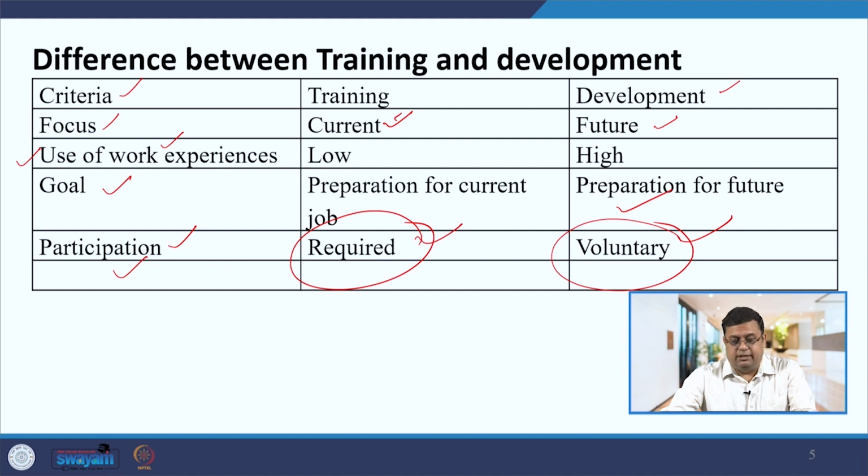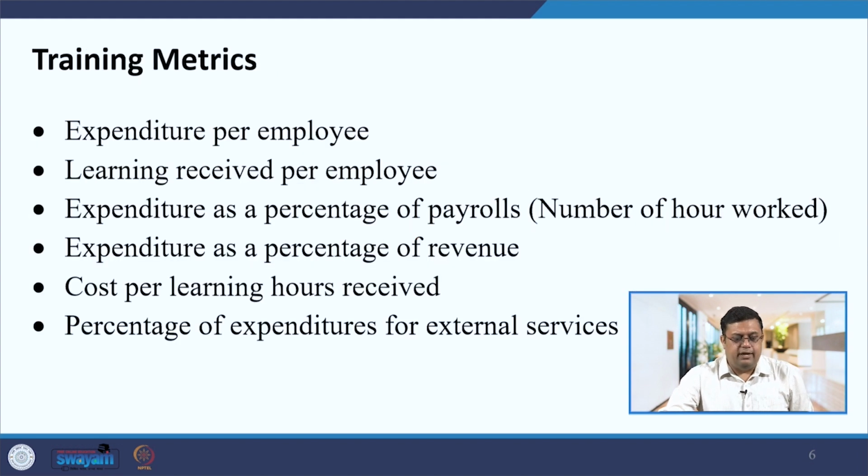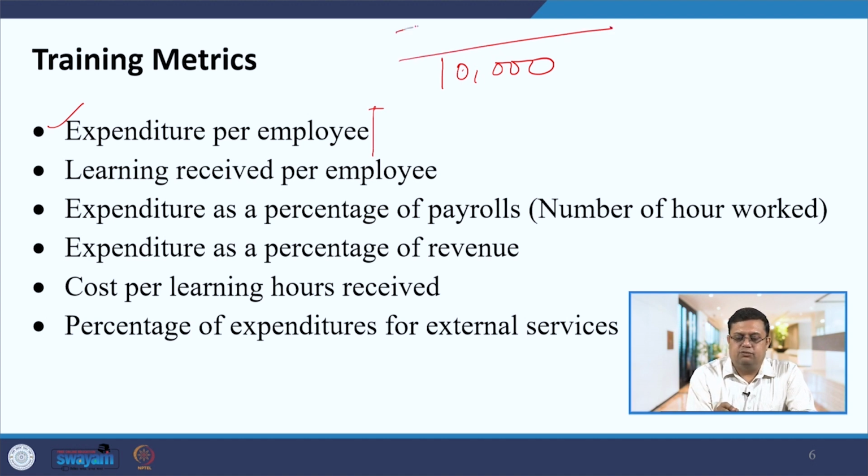So, that is what we will discuss. So, training metrics. First thing that you can calculate is expenditure per employee. For example, in your organization 10,000 employees are there, and how much amount is being spent. So, let us assume 5 crore rupees are invested on a training program in one particular year.